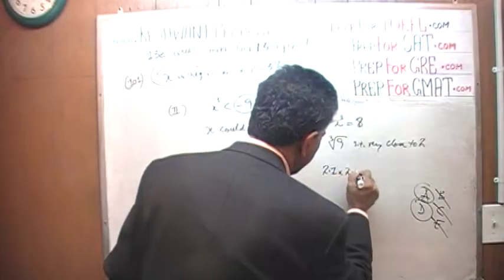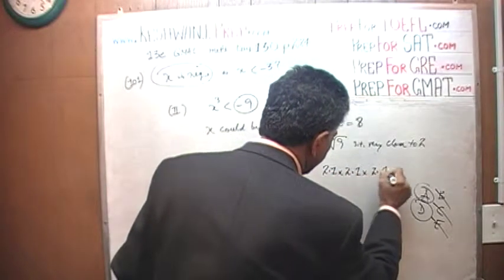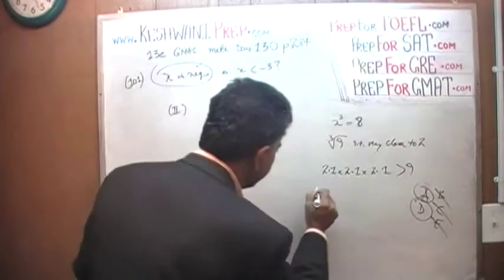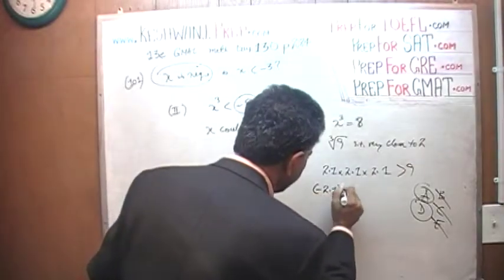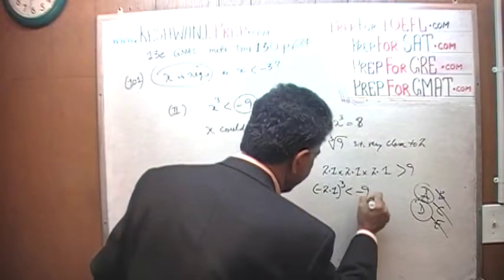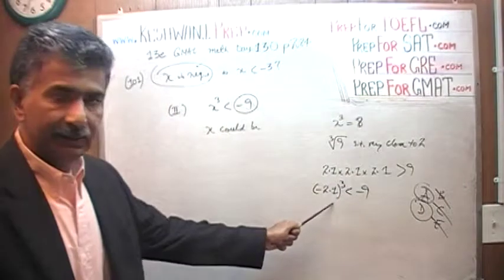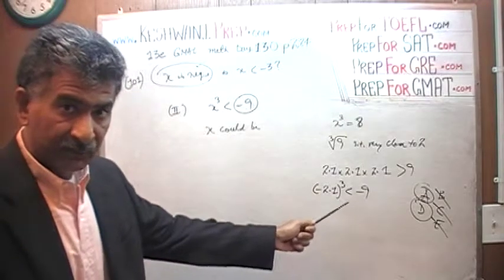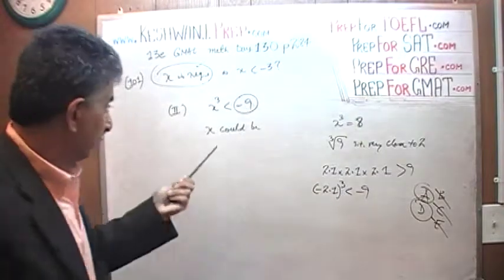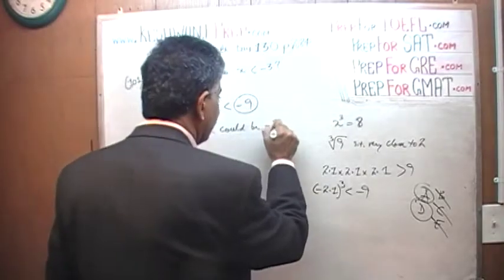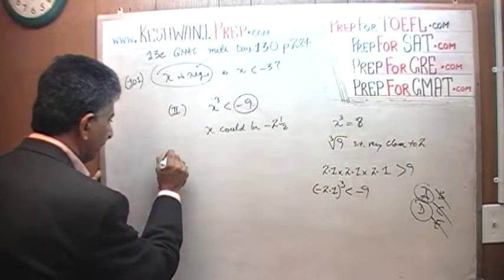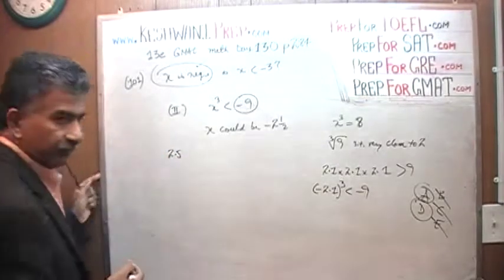2.1 times 2.1 times 2.1, you will see, is something more than 9. And therefore, negative 2.1 cubed is going to be less than negative 9. It could be anything. Negative 2.1 is not the cutoff, but it's very close to it. It could, for example, be negative 2.5. X could be negative 2.5.